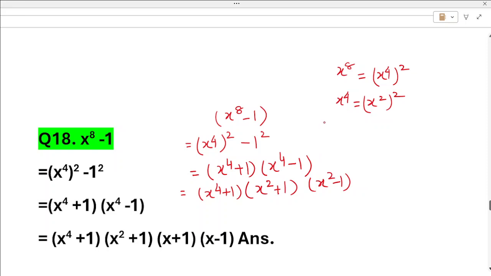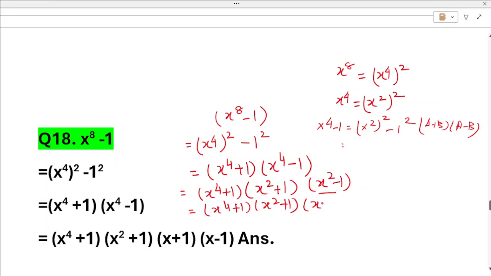Because x to the power 4 minus 1, you can express it as x square whole square minus 1 square. Now apply a plus b, a minus b, correct? Okay, now see again, x to the power 4 plus 1, x square plus 1, and this term will become again x plus 1, x minus 1. This is our answer for the question. Okay?